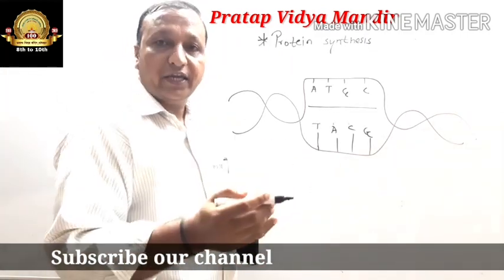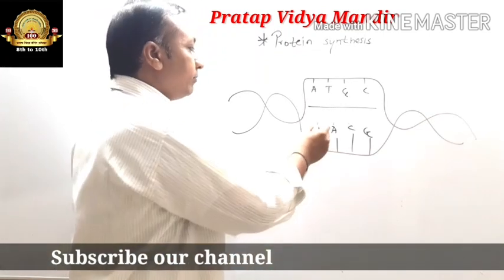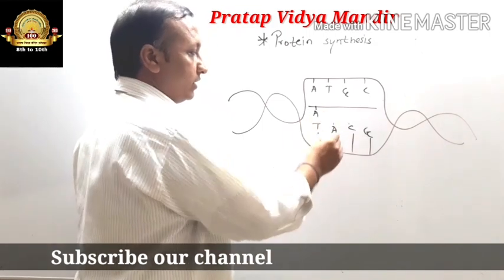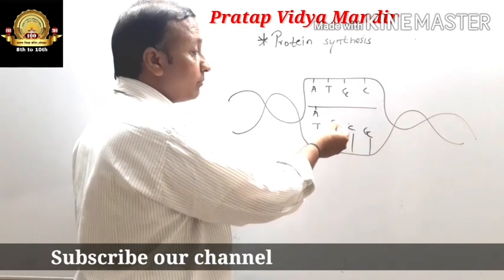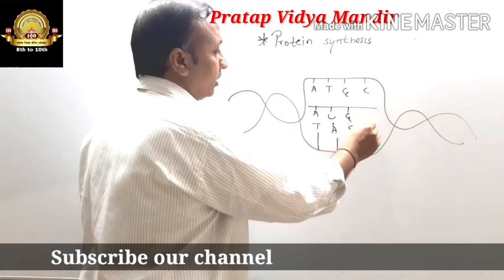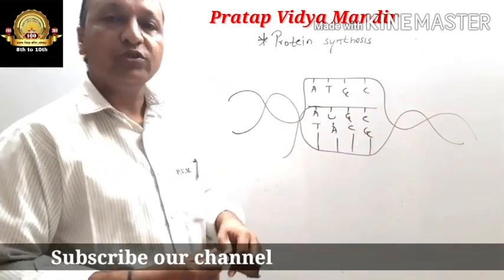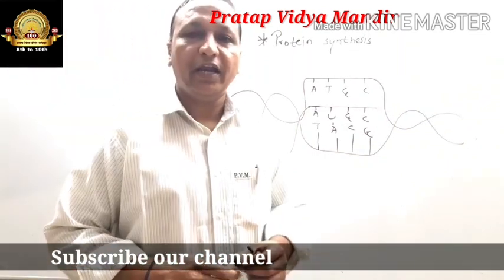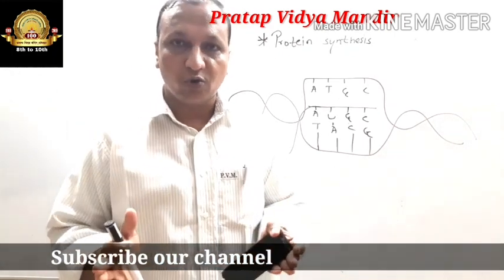In the RNA, thymine is replaced with uracil. Here thymine, then the complementary sequence is adenine. Here adenine, in DNA its complementary sequence is thymine, but thymine is replaced with uracil, cytosine with guanine, and guanine with cytosine. The mRNA formed in the nucleus comes into the cytoplasm. The mRNA which comes into the cytoplasm has thousands of triplet codons.